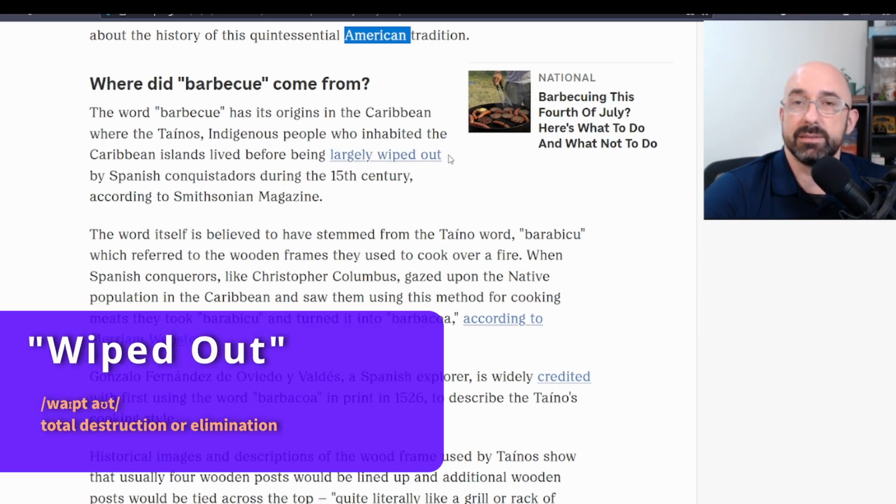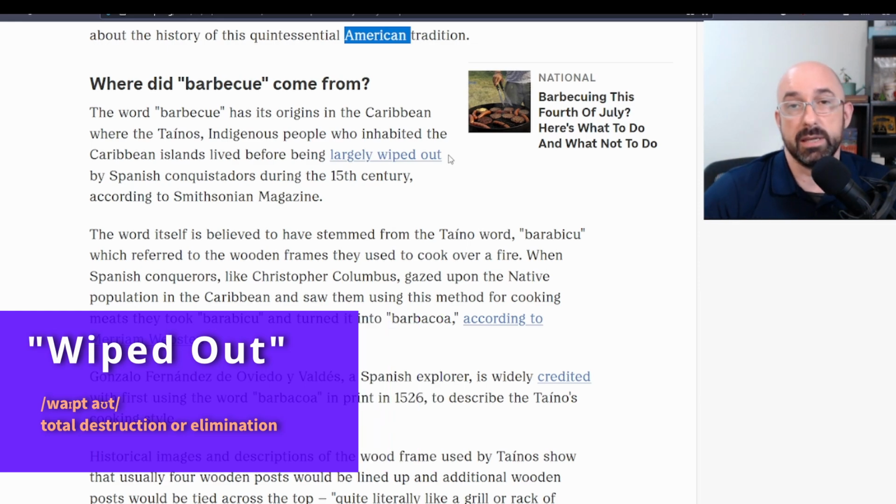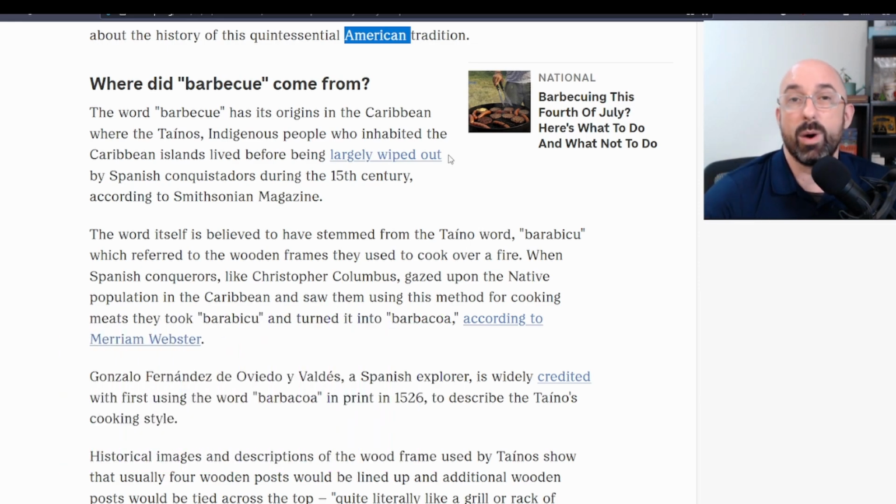Wiped out in this sense means killed. They were no longer there. So the Spanish came over, took a lot of the land. A lot of the people fought, and they didn't win. So they were wiped out.